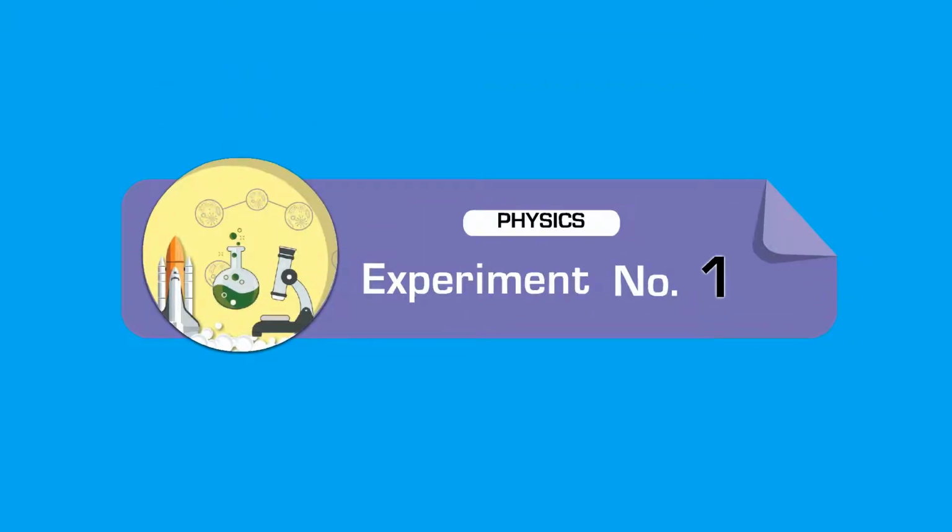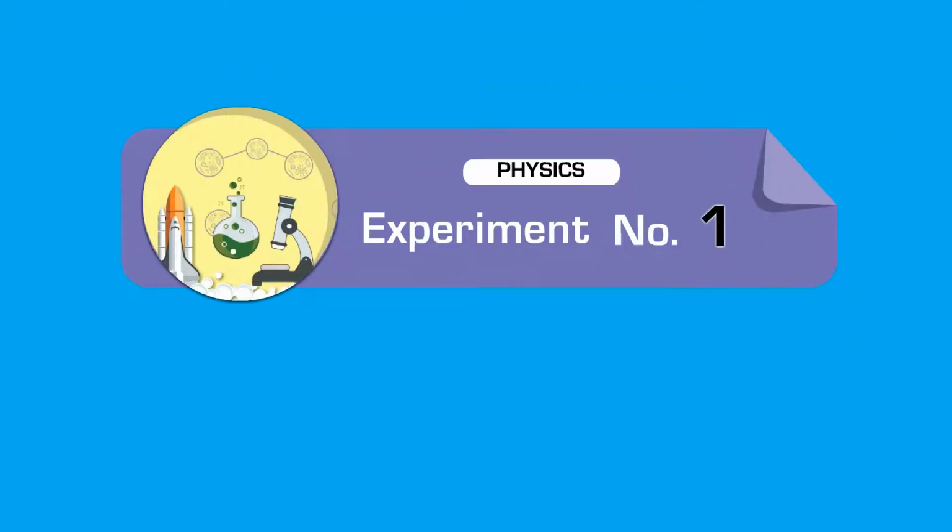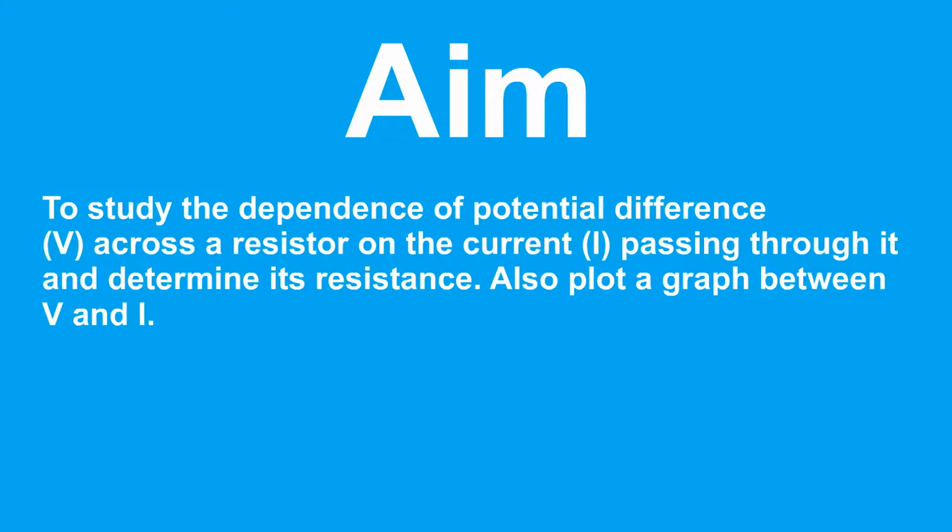Physics. Experiment number 1. Aim: to study the dependence of potential difference V across a resistor on the current I passing through it and determine its resistance. Also plot a graph between V and I.